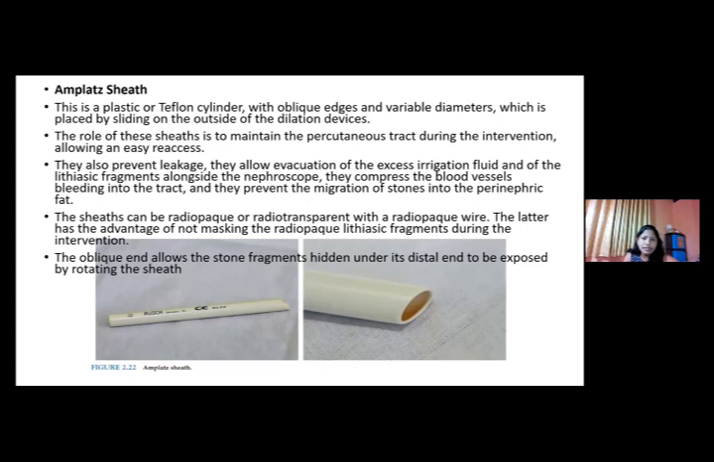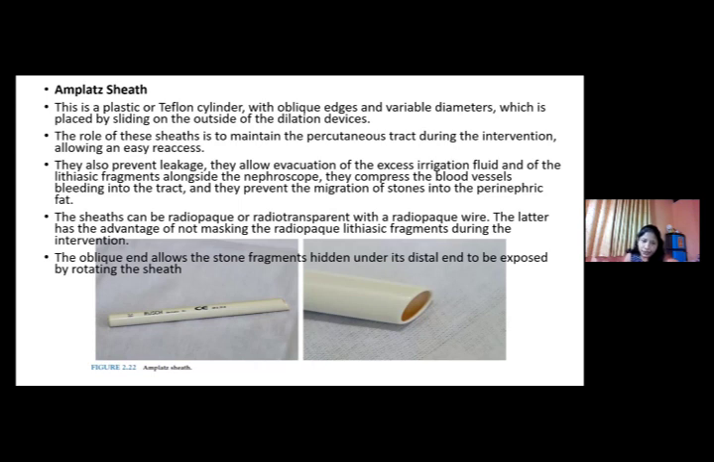Then coming to the Amplatz sheath. The Amplatz sheath is made of plastic or Teflon cylinder, and it is used to maintain the percutaneous tract during the intervention. It allows easy re-access and prevents leakage. It allows evacuation of excess irrigation fluid and also evacuation of fragmented stones. During the procedure, it compresses the blood vessels so that bleeding into the tract will be minimal, and it also prevents the migration of stones into the perinephric fat.